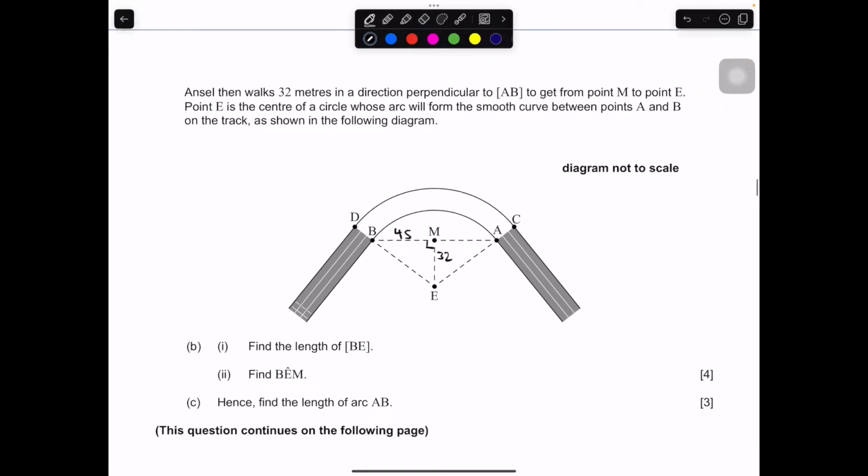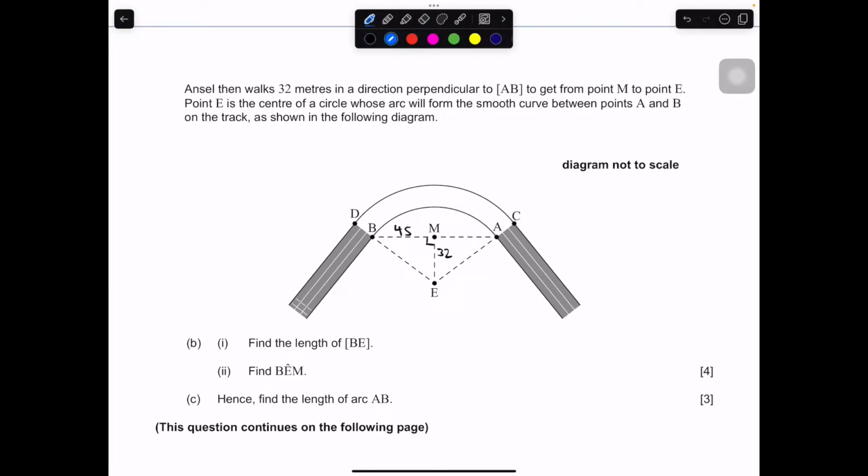Okay, now we want to find the length of BE right here. So the line segment BE. Let's go ahead and work that out. Since we have a right angle triangle here, we should be able to use the Pythagorean theorem. Let's call it x for now. I don't want to over-define our variables, but let's just call it x. I think that should be fine. So what do we know? Our Pythagorean theorem is a squared plus b squared equals c squared.